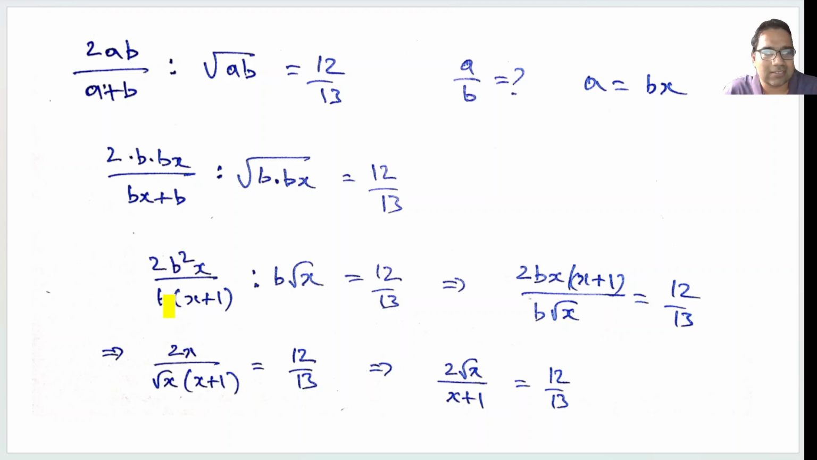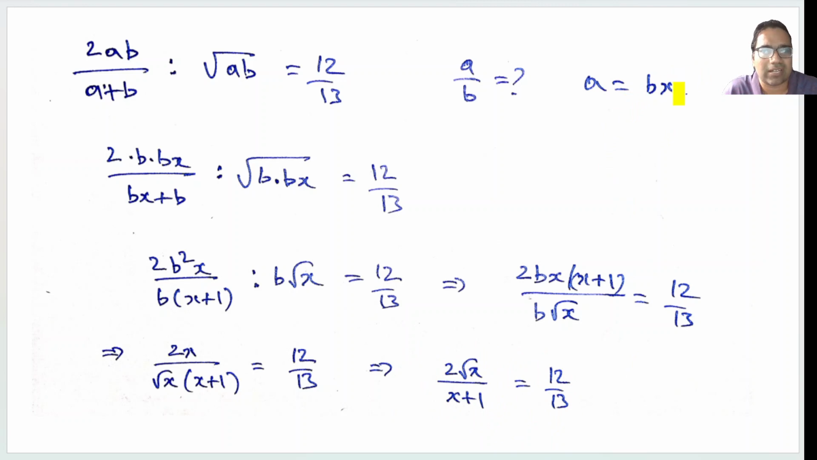If we simplify, this entire part becomes 2Bx, because one of the B's will cancel. 2Bx by x plus 1, by B root x, equals 12 by 13. This simplifies as this B and this B cancel. So 2x by root x into x plus 1 equals 12 by 13. This root x can also go, since root x into root x is x. So this becomes 2 root x by x plus 1 equals 12 by 13.